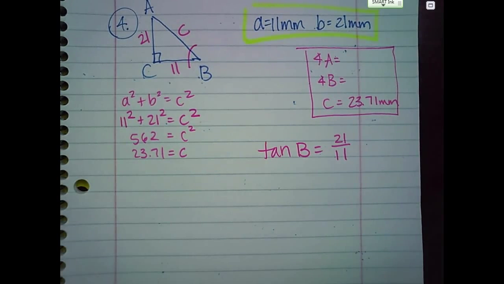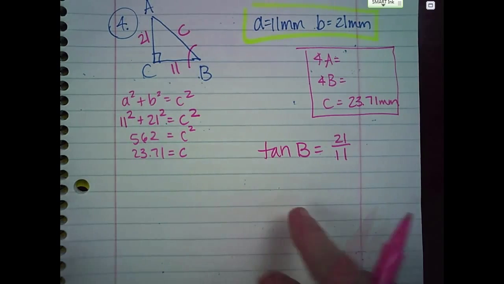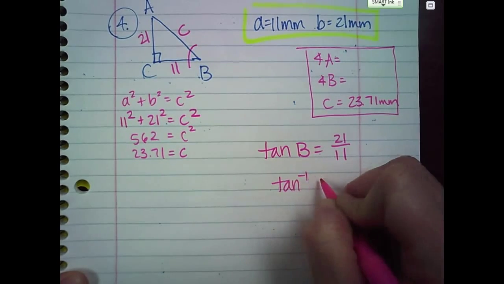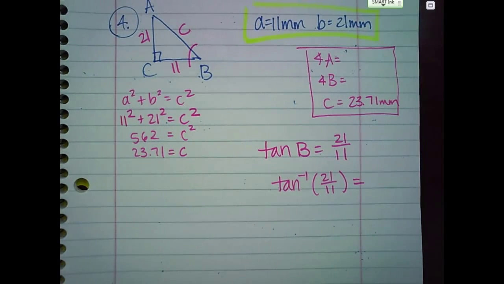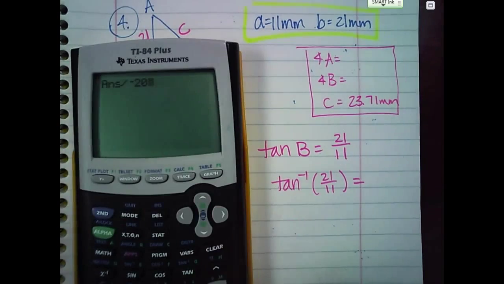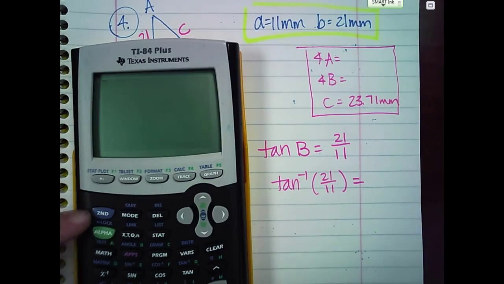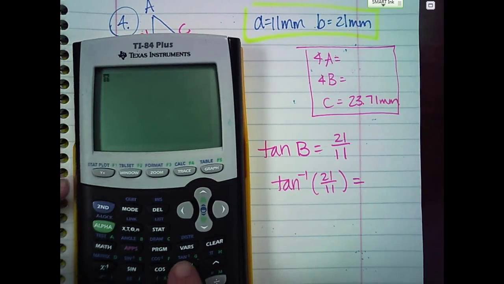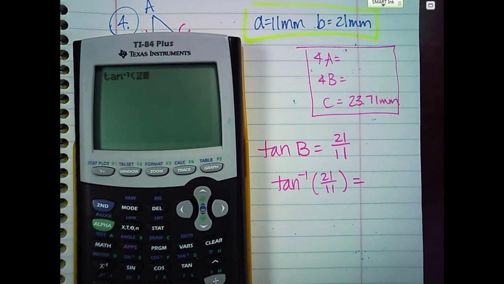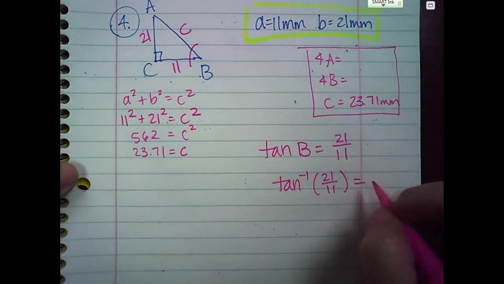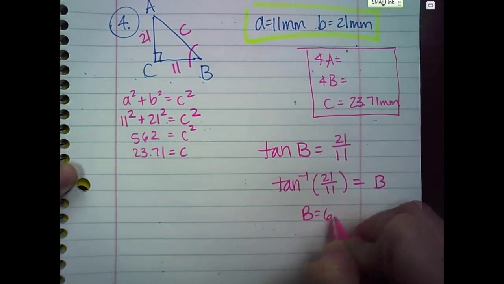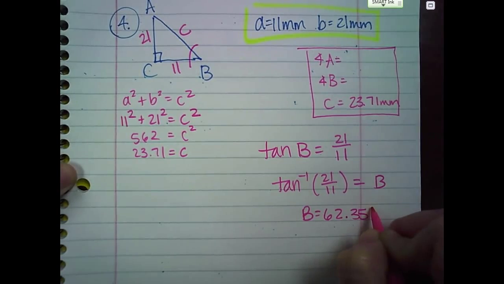What do I have to do to both sides to get angle B? Take the inverse. So the inverse of 21 over 11, and if you're not sure how to do that, look in your calculator. You type in the inverse tangent, which is second tangent, and you do 21 divided by 11. 62.35. Don't forget the degree mark.